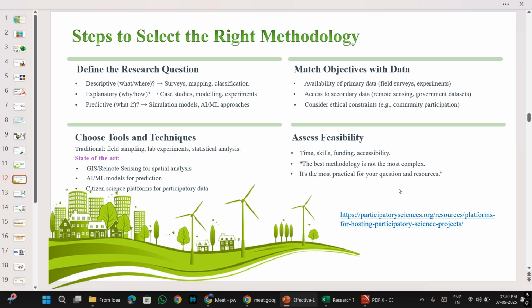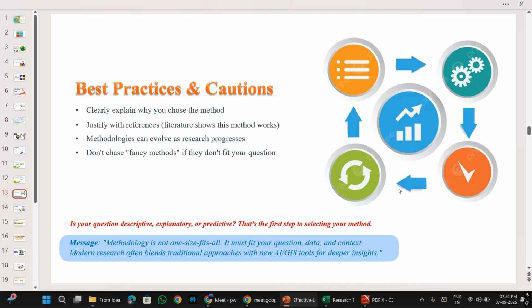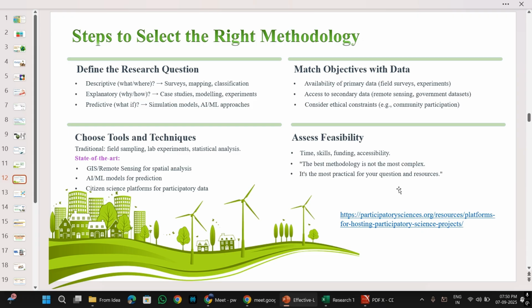The best methodology is not the most complex one, so don't be fancied by the big methodologies that are out there. Find the best one for you, which is feasible and which is going to yield the best results for you, and stick to it. It's the most practical for your questions and resource. The best methodology is what? It is the one which is most practical for your question to be answered, and also that you have to have the resources. So this is the link that will take you to one of such platforms.